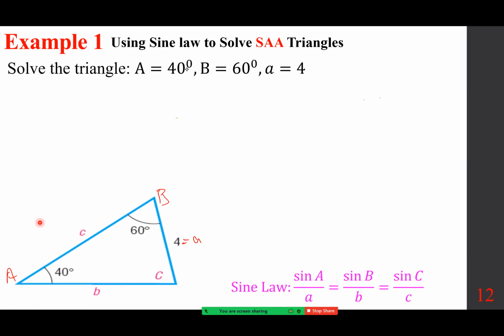And so the very first thing, we have two angles. We subtract it from 180, we get the third one. So 180 minus the sum of these two. As you can see, the sum of these two is 100. Subtract from 180, and C is 80 degrees. C is 80 degrees now.